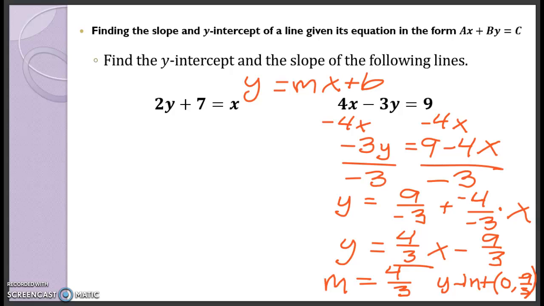Okay, that is the two problems I wanted to go over with this one.